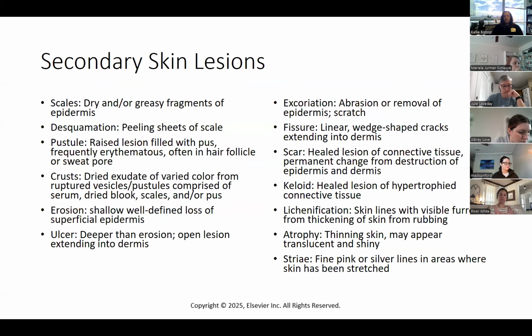Secondary skin lesions. So these are all results of primary things that went wrong with a primary skin lesion. So scales, pustules. This is where usually a papule becomes infected or irritated and then fills with pus. And it's often on a hair follicle or a sweat pore. So some of our conditions like folliculitis that follow hair follicles, those would be pustules. Crusts are pustules or vesicles that have ruptured and then crust over.